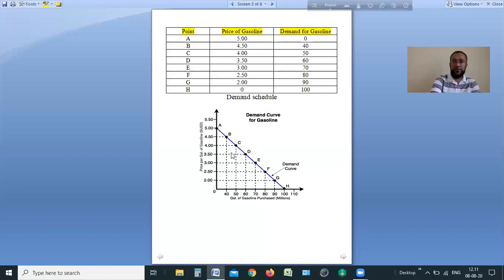On the demand curve, each and every point is showing the relationship between price and quantity demanded. And it is obvious that here the relationship between price and quantity demanded is inverse. Why inverse? See here, from point A to B, price is falling, but demand is rising. So one variable is falling, another is rising. So this is an inverse relationship. Because of this inverse relationship, the demand curve is downward sloping.